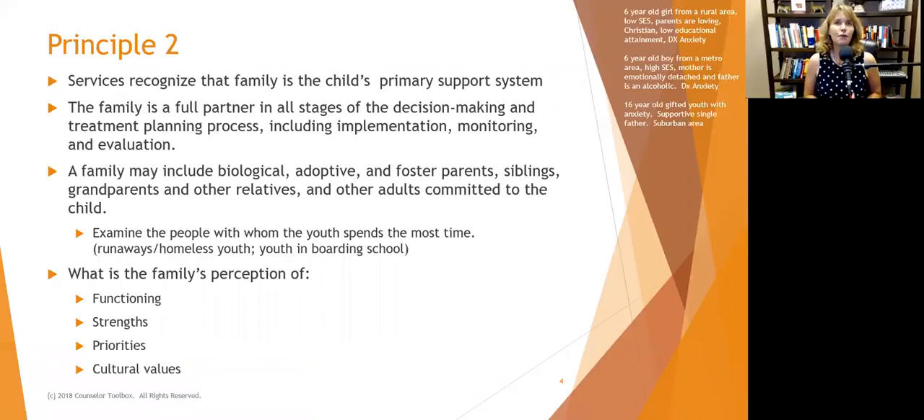And we want to think about what the family's perception is of the youth's functioning and the family's functioning, the youth's strengths and the family's strengths. And then what are the priorities for treatment and what are the cultural values supporting this ideal outcome? So we want to talk to them and really help them define what they want, because if they're not moving toward what they want, they're going to be less invested and engaged in the process.